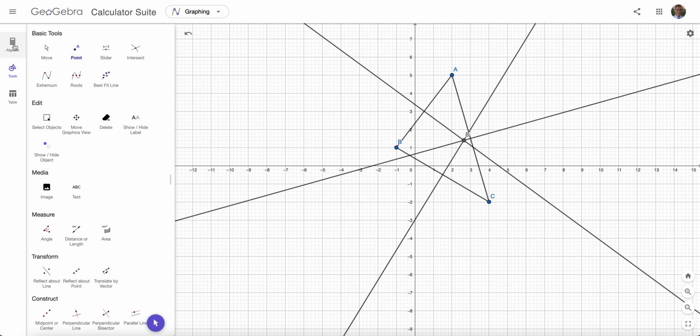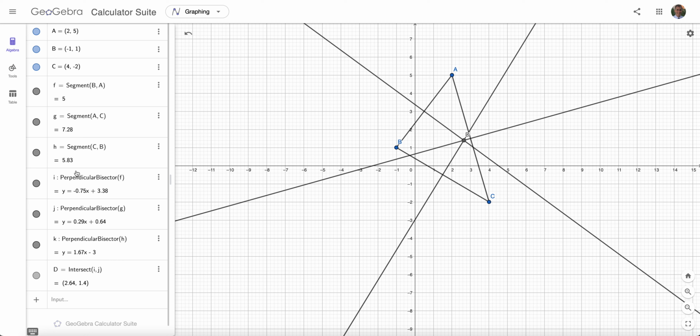So right now point D is the circumcenter, and if I'd like to know where that's located, if I go back over into the algebra tab here, I go down to point D, and it says that that is the intersection of I and J, the intersection of the two bisectors, and it gives me the location of the point. So I have my points A, B, and C that were given to me, and I found that the location of the circumcenter is at (2.64, 1.4).